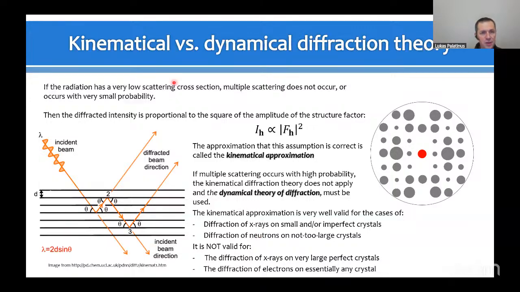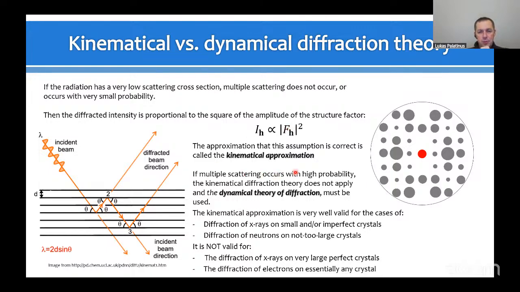So for X-rays or for neutrons, in general, if a radiation has a very low scattering cross-section, then there is virtually no multiple scattering, and then it can be easily shown that the intensity is proportional to the structure factor amplitude squared. So the structure factor is the Fourier transform of the electron density or scattering density in the unit cell. If this is valid, then we call it kinematical approximation, and then things are comparably easy.